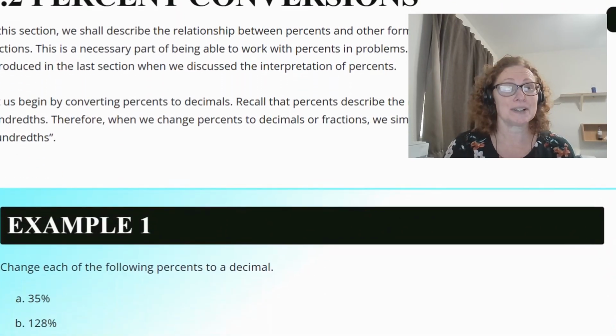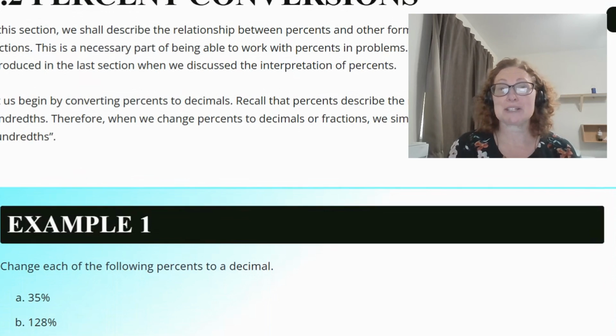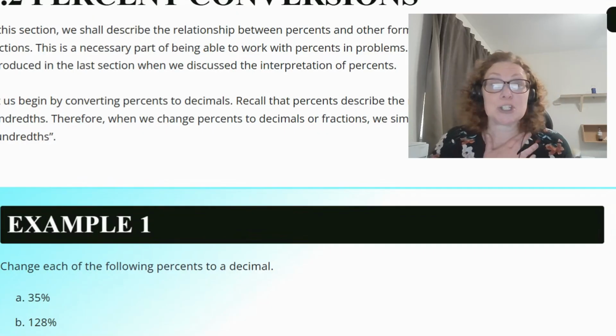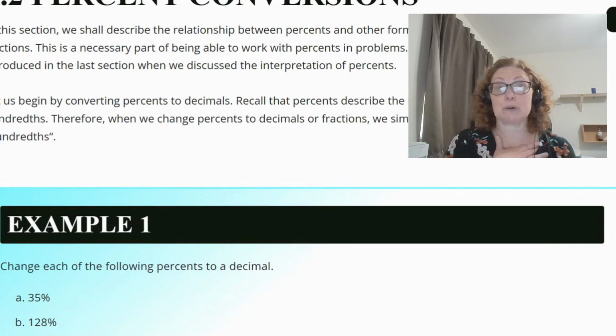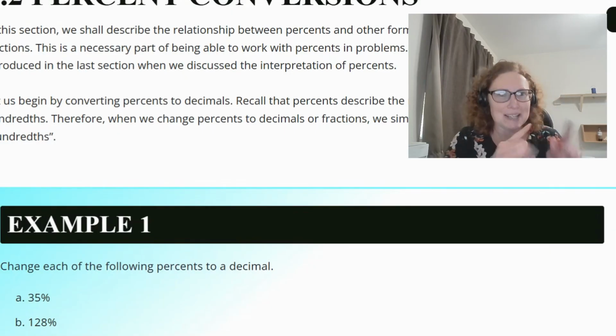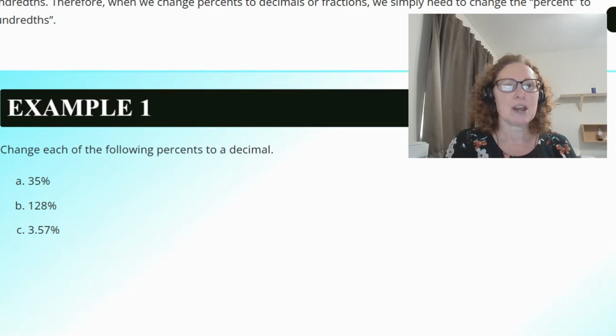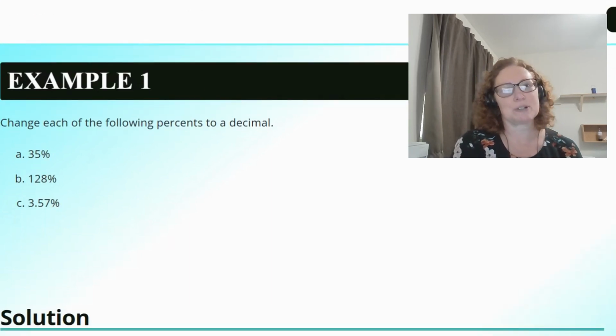So first, we're going to convert percents to decimals. Now, percents are parts of 100, or hundredths. Remember that? So we are just changing the percent to hundredths. And hundredths is how many places on the right side of the decimal point? 2. That's right. So we're going to change each of the following percents to a decimal.